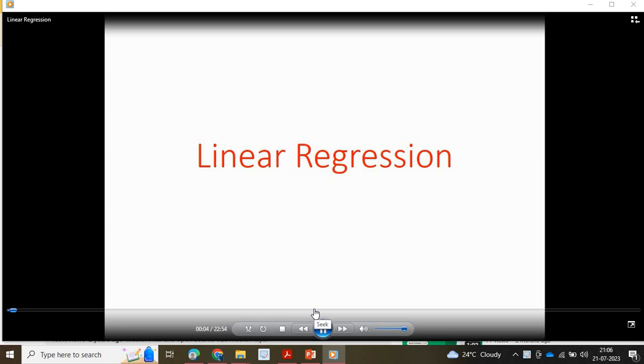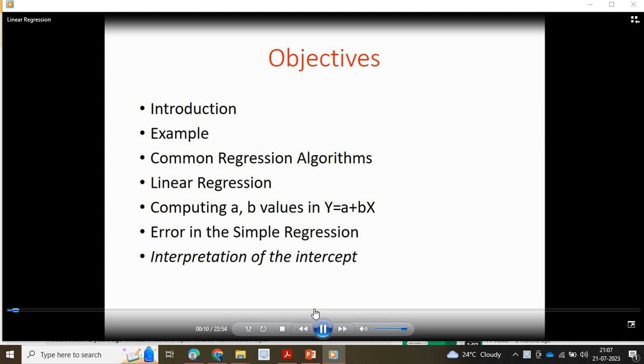Dear students, in this video we are going to learn about the concept of linear regression in machine learning. The objective of this video is to describe the introduction about linear regression, example problems, common regression algorithms, linear regression concept, computing a/b values in y is equal to a plus bx, error in the simple regression, and how to interpret the intercept.